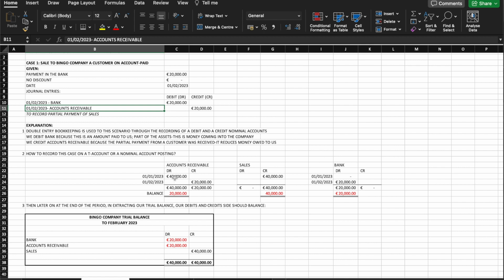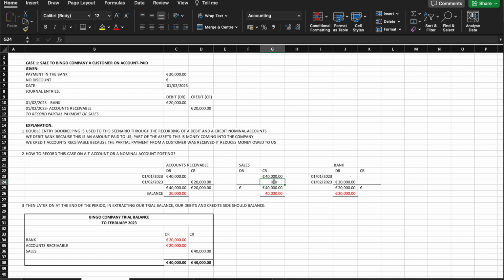So of course in January there was a 40,000 sales, and in February there was a payment of 20,000. So this is the accounts receivable, 20,000. So how much is the balance left for this customer? 20,000. And then we recorded the bank in February. Of course we received 20,000. So how much is our bank now? It's 20,000. That's what we have in our bank at the end of February. And then of course sales, there's no effect on sales because there were no transactions above that would affect sales in February, so it remained to be 40,000 at the end of February.